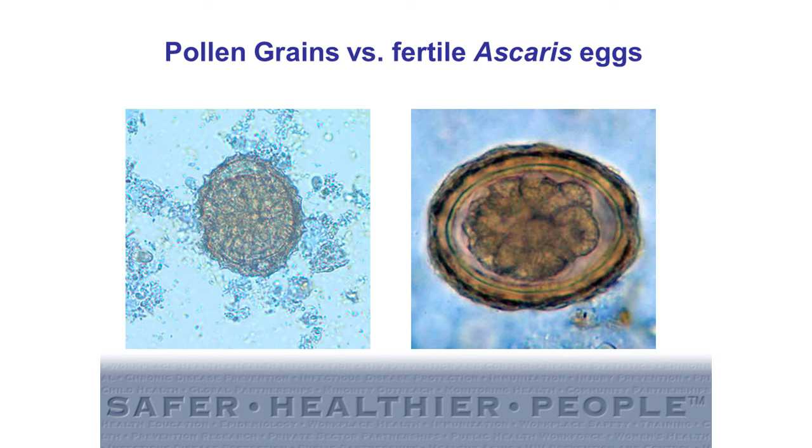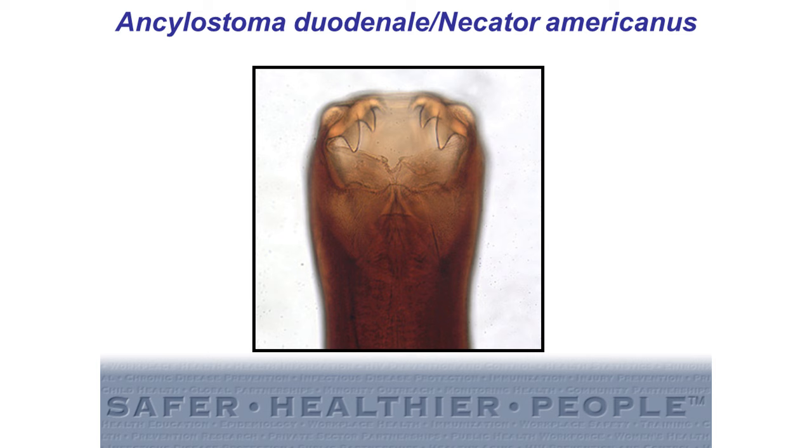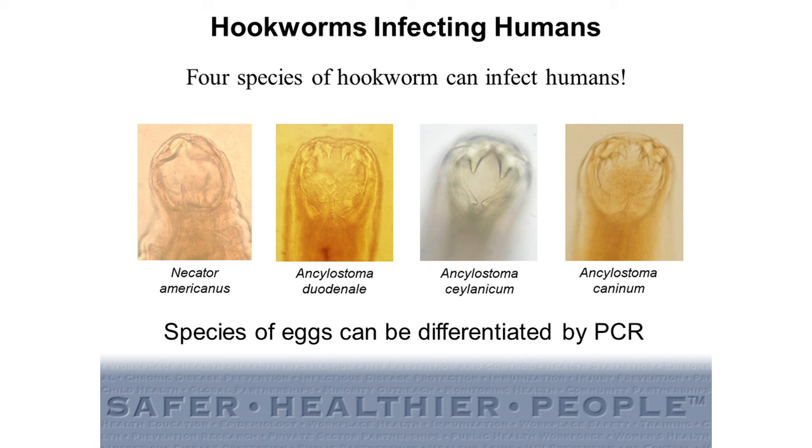Next, we move to the hookworms. Hookworms are the second most common helminthic infections in humans. They are distributed worldwide. The human hookworms include the four species that are shown here: Necator americanus, Ancylostoma duodenale, Ancylostoma ceylanicum, and Ancylostoma caninum. Hookworms derive their name from the slightly bent head, the head region of Necator americanus.